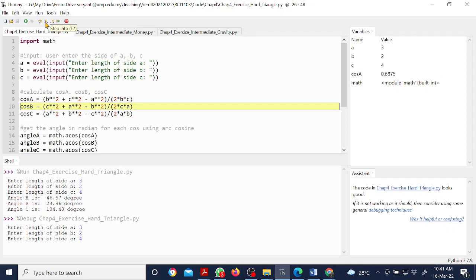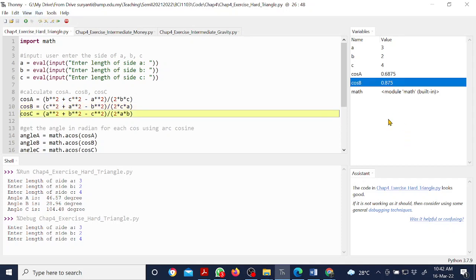This is cos. Okay. So now we want to calculate cos B. So C is 4 power of 2, 16. A 3 power of 2, 9. B 2 power of 2, 4. And then 25 minus 4, 21. And then next we will calculate 2 times C, which is 4, times A, which is 3. So we get 24. So now we will calculate 21 over 24. So we have 0.875. So we will get this cos B equal to 0.875.